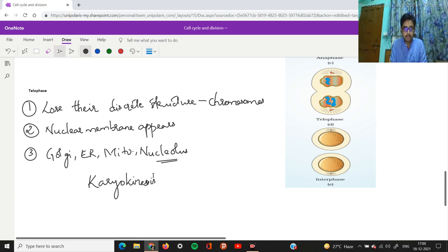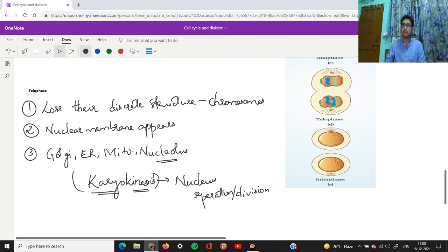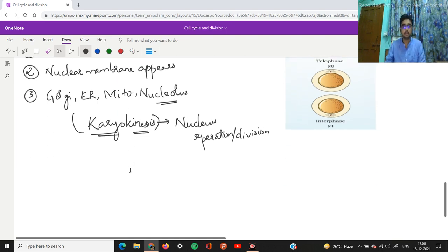Karyokinesis. What is karyokinesis? Karyo means nucleus and kinesis means movement, and this means that the nucleus has separated. Nucleus separation or division. Division of nucleus. Okay, very important. This term is very important. You have to remember the meaning of it.